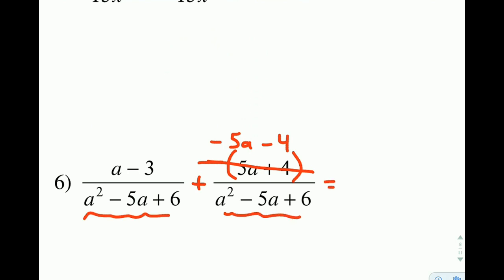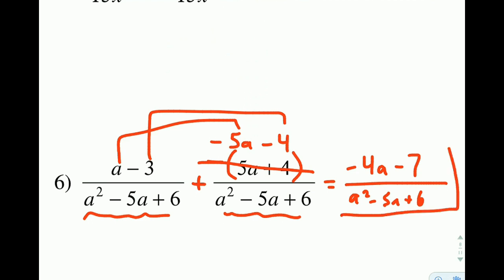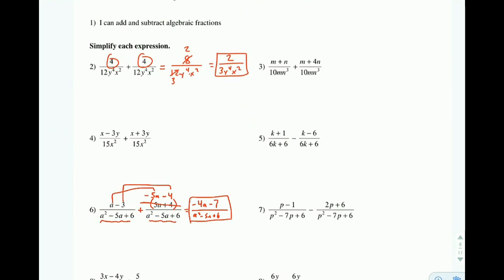So when we write our answer, it's going to be over a squared minus 5a plus 6. And on top we have a minus 4, or minus 5a is negative 4a. We have negative 3 and negative 4 is negative 7. So we have negative 4a minus 7 on top, a squared minus 5a plus 6 on the bottom. And that would be our simplified fraction.